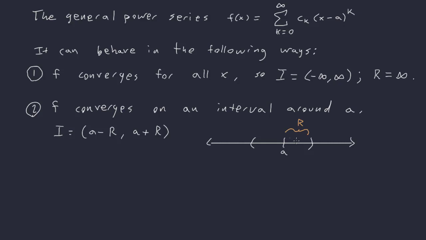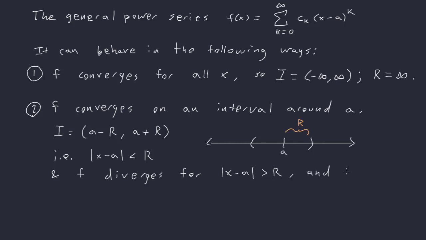Now it doesn't have to be, say, 0 could be right here and this could be negative and positive, but it's always going to be this nice balanced interval. And this comes from basically |x - a| being less than r, and f diverges for |x - a| greater than r, and it's inconclusive. We have to check. More work is required to see what is happening on the endpoints.